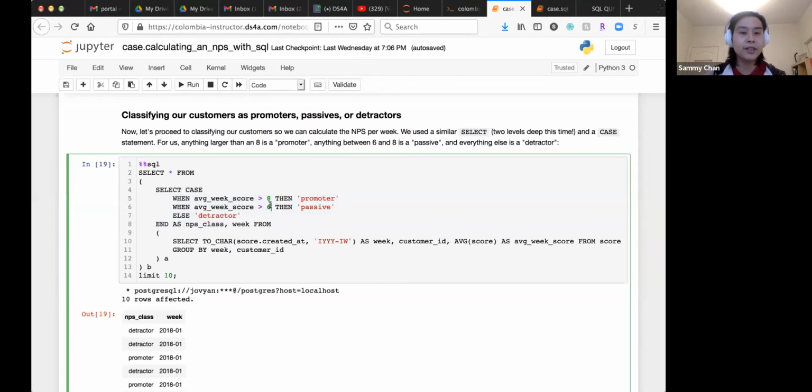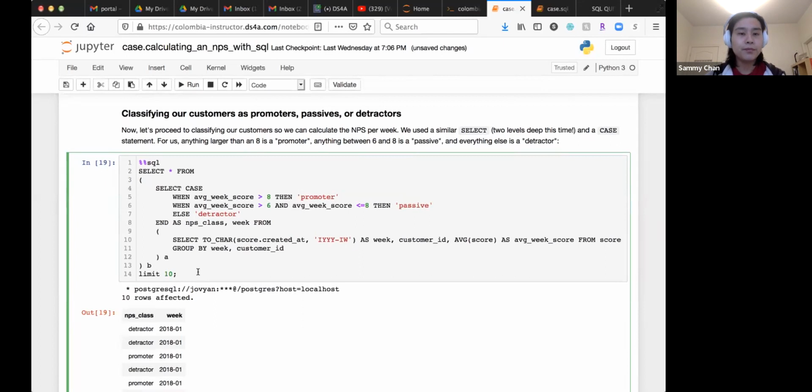So here you can also require that the average week score is smaller than or equal to 8, then passive, and then everything else detractor. So this is how we first create a virtual table of the customer ID and their average weekly score, and then try to classify them.